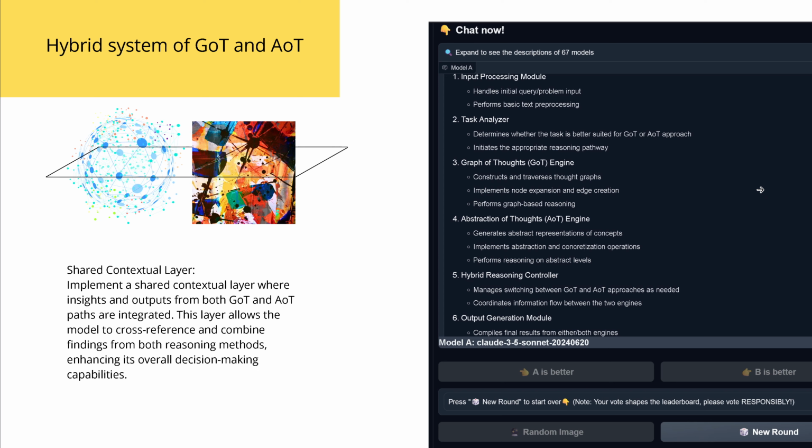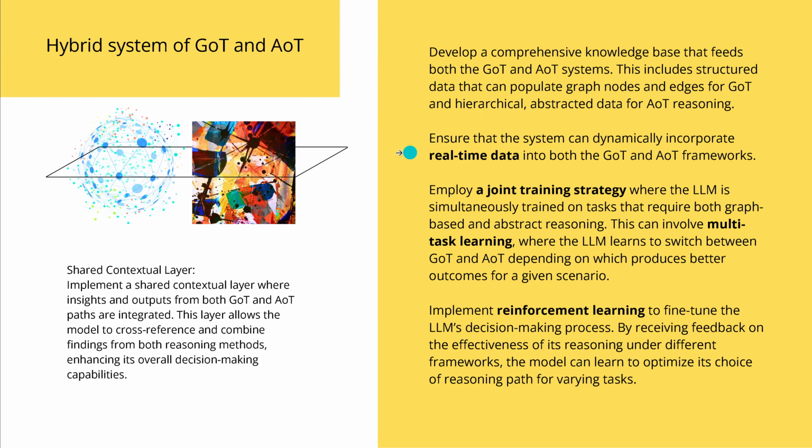But GPT-4 is not the only one. Let's take Claude 3.5 Sonnet. It makes it even simpler. You have an input processing module, you have a task analyzer, then we have two different engines: a graph of thought engine and an abstraction of thought engine. And then you have a hybrid reasoning controller. And I thought, well, this is a marketing term, I like this. And then you have an output generation module. What could go wrong? This is all that we are given. So it is not that easy, and AI does not help at all if you want to be creative.